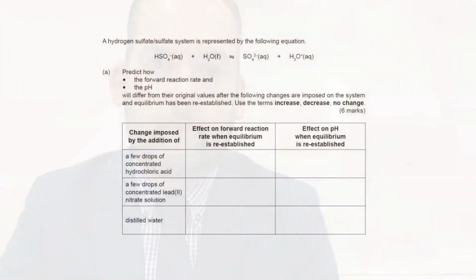Here's another example from an exam. We have a situation where hydrogen sulfate ions are reacting with water to form sulfate ions and hydronium. What is the effect on the forward reaction rate when distilled water is added? The concentration of all species goes down, and the rate of the forward and reverse reactions decrease. However, the reverse reaction, which has more particles, decreases more. The forward reaction overtakes the reverse until equilibrium is re-established. The result is that there are less particles, a lower concentration, therefore a lower collision rate.